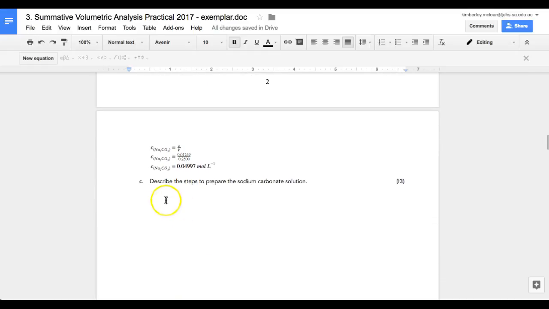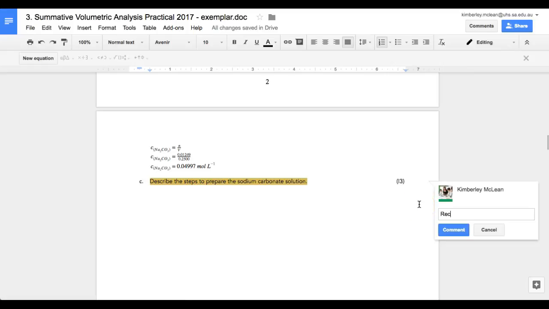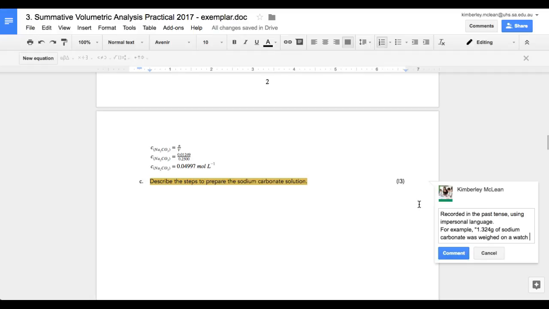Next, you need to put in the steps to prepare the sodium carbonate solution. What's important here is that this should be recorded in the past tense using impersonal language. For example, the very first step would have been to weigh out your sodium carbonate. So you could simply write 1.324 grams of sodium carbonate was weighed on a watch glass. That could be your first sentence right there.